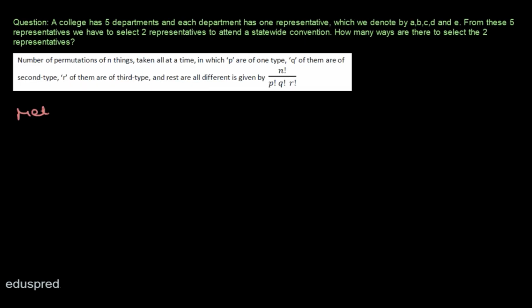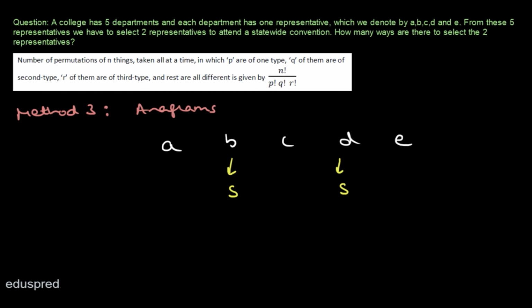In method number 3, we are going to use the anagram technique to solve this question. So your method number 3 is anagrams. It's given in the question that we have 5 representatives A, B, C, D and E, and out of these 5 representatives, we have to select 2 representatives. So let's say that I'm selecting B, so S is for selected, and D. So I'm selecting these 2 representatives. That means A is not selected, so NS is for not selected. C is not selected and E is not selected. So these 2 are selected and these 3 are not selected.